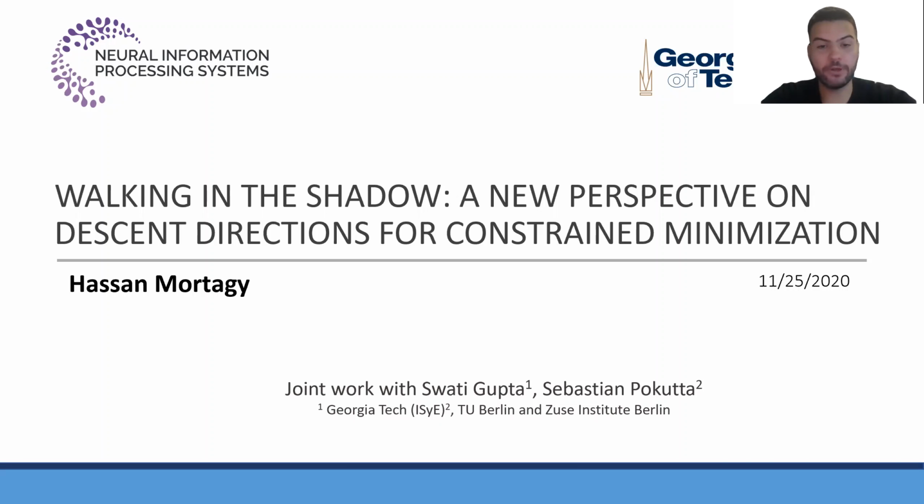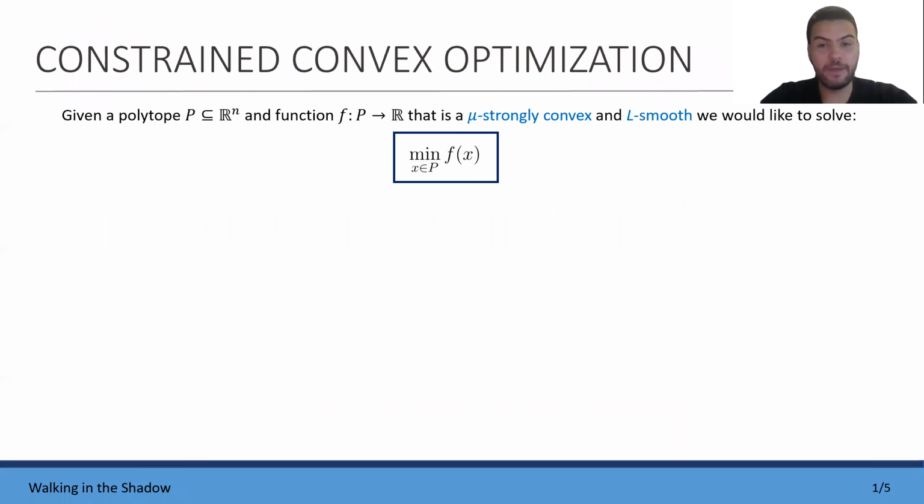I will summarize our paper titled "Walking in the Shadow: a new perspective on descent directions for constraint minimization," which will appear in NeurIPS 2020. This is joint work with my advisor Swati Gupta and Sebastian Pokutta. In this paper, we consider the problem of minimizing a mu strongly convex and L-smooth function over a polytope P.